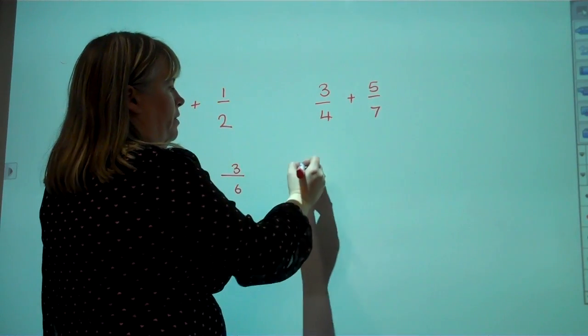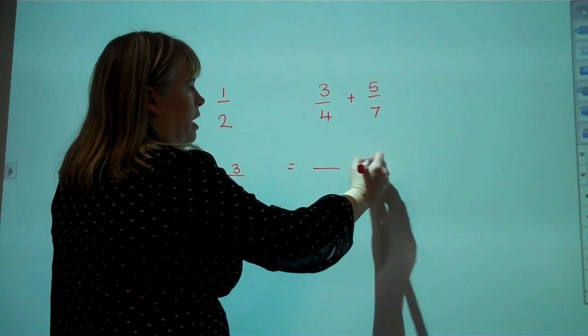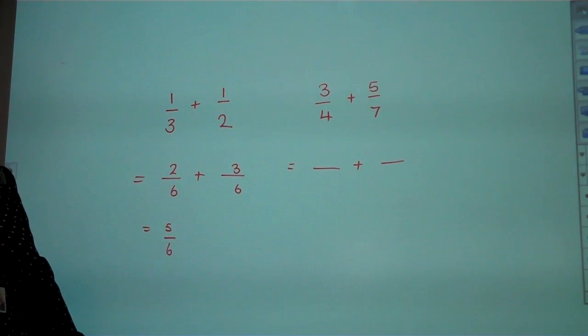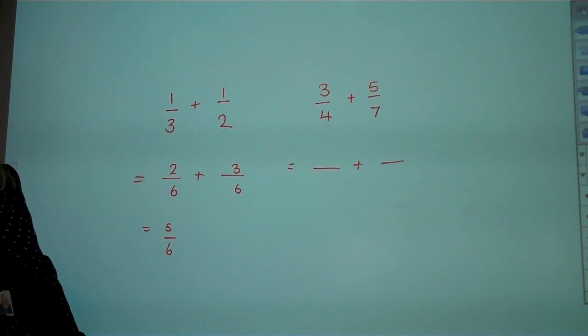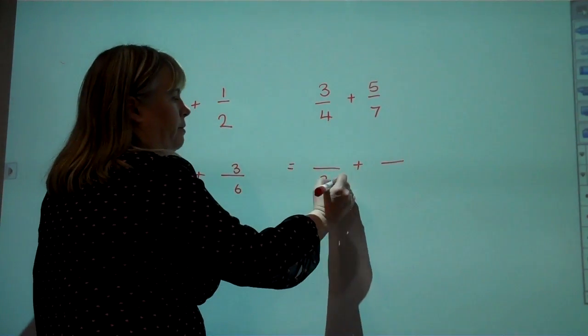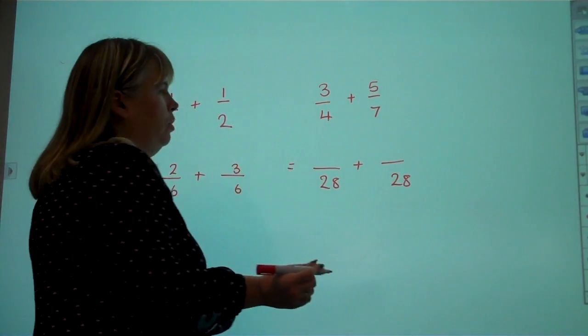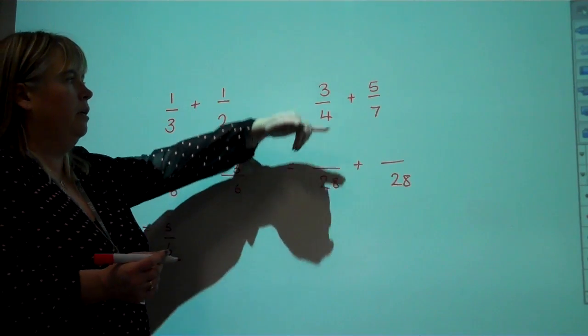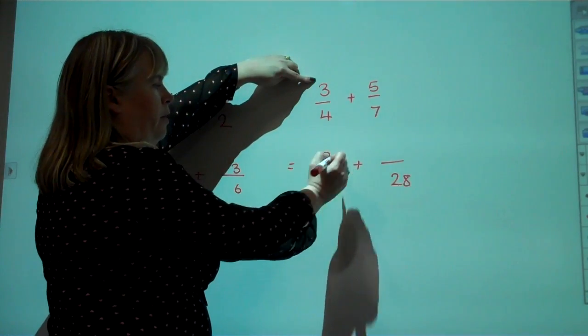5 sevenths. So, if you're going to add or subtract fractions, you need a common denominator. What number will 4 and 7 both go into? 28. What have you multiplied 4 by to get to 28? 7. So do the same to the number on the top.